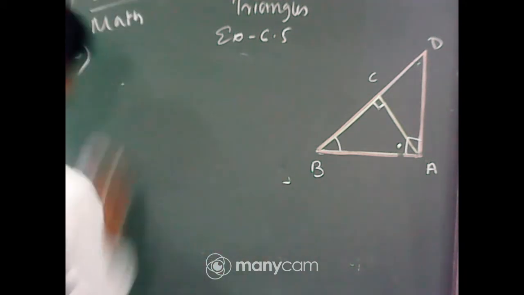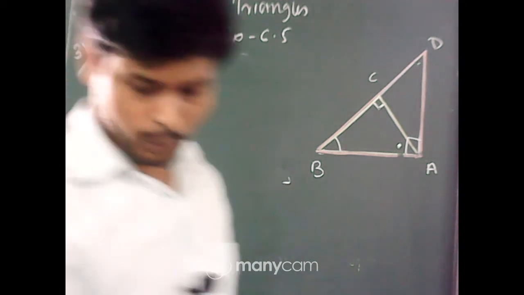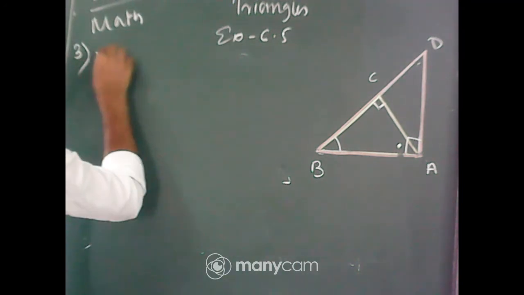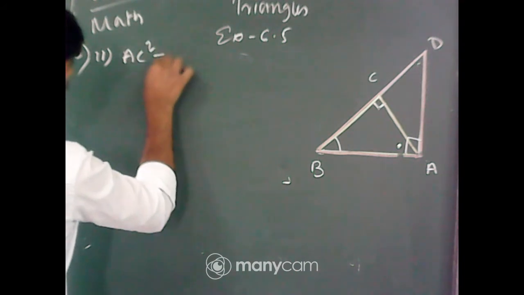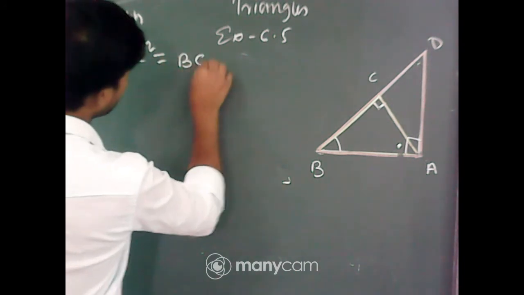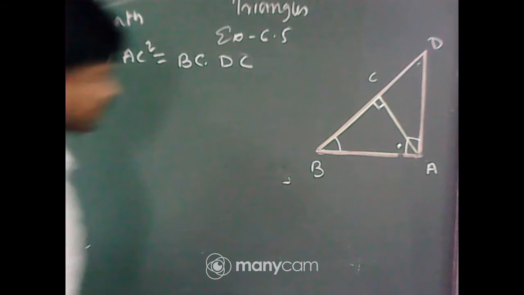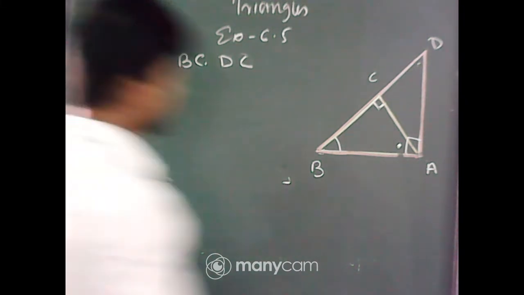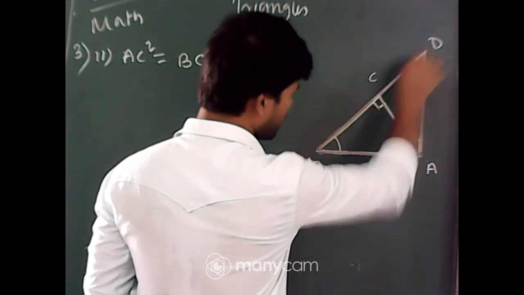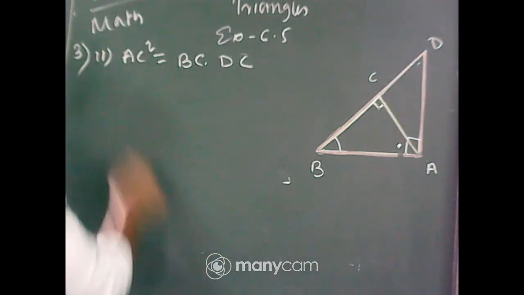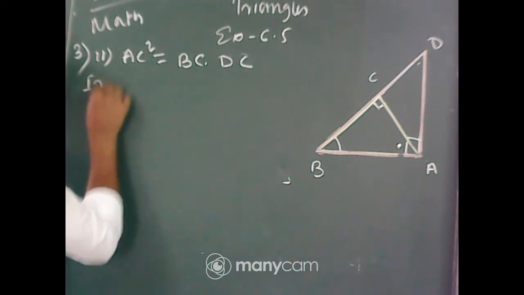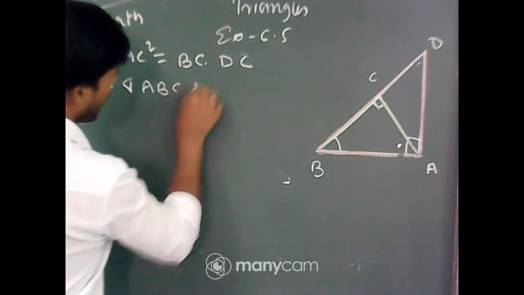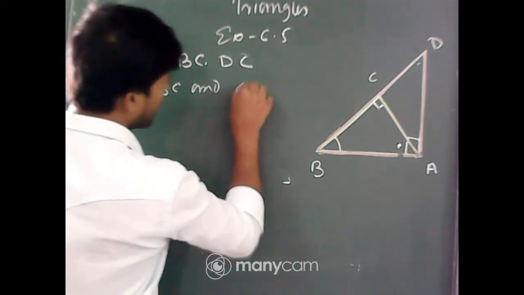In the second part, what do we have to prove? We have to prove that AC square is equal to BC into DC. So this square is equal to this side into this side. Here we have to consider the triangle ABC and the triangle DAC.